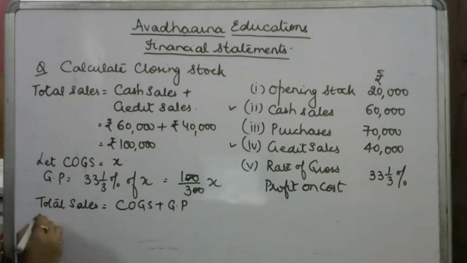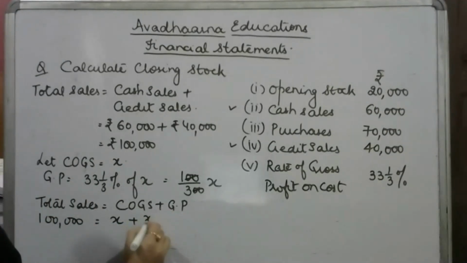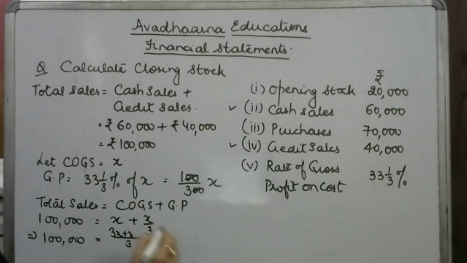Now let's substitute the value. Total sales are 1 lakh. Cost of goods sold is X. Gross profit is X upon 3. Now when I solve this, we get 1 lakh is equal to, LCM is 3, 3x plus x is 4x. So next step is 1 lakh equals 4x upon 3.